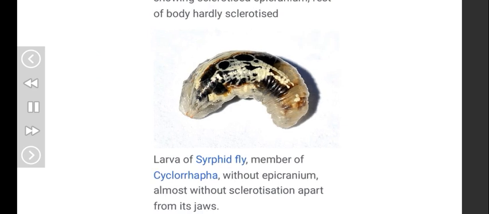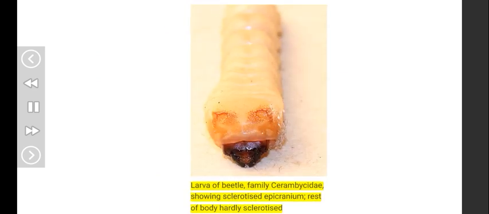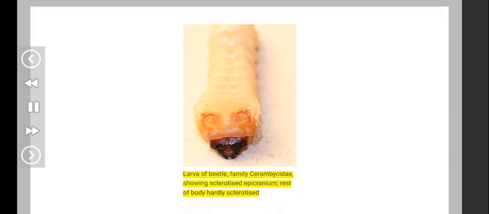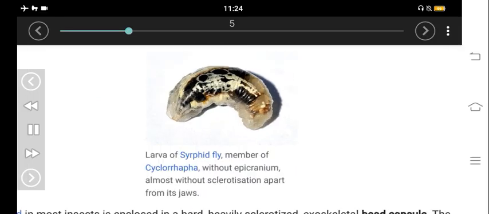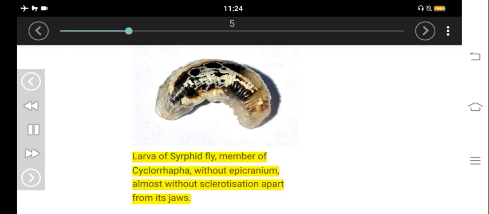Larva of a beetle, family Cerambycidae, showing sclerotized epicranium, rest of body hardly sclerotized. Larva of a syrphid fly, member of Cyclorrhapha, without epicranium, almost without sclerotization apart from its jaws.